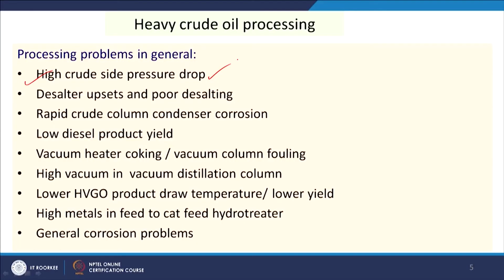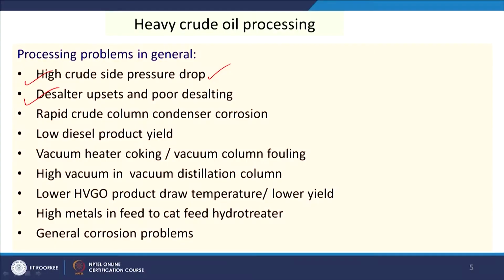So, this high pressure drop is required, and then the first step in the refinery is desalting. Desalting will also be difficult here because it contains more asphaltenes, more sulfur, etc. So, we get desalter upsets and poor desalting performance here, and then rapid crude column condenser corrosion. So, when it is going for distillation, then the crude column will be having more corrosion, the condenser part will experience more corrosion.